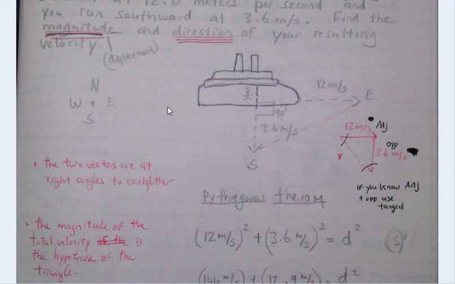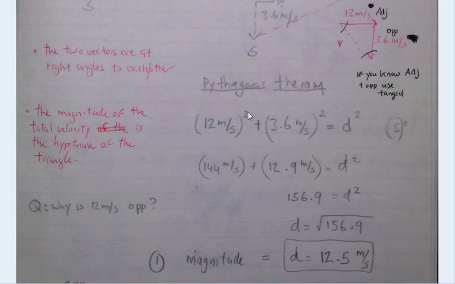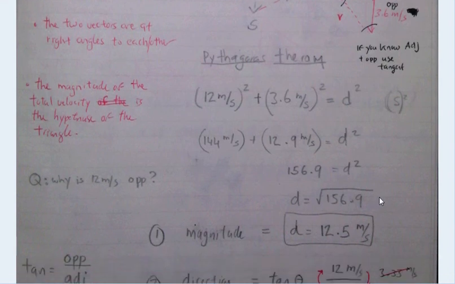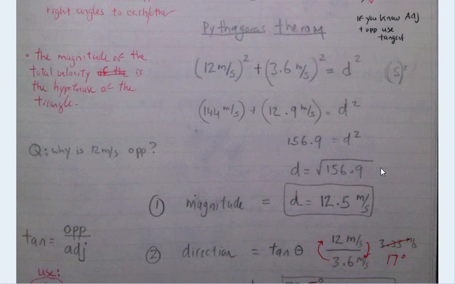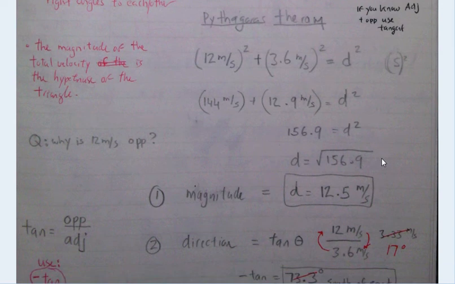In order to find the magnitude, we need to use the Pythagoras theorem, or vector addition, and we do this calculation. As you can see, we find that the distance is the square root of 156.69, and then using your calculator, I'm assuming you have a scientific calculator, you'll find out that it's 12.5 meters per second.